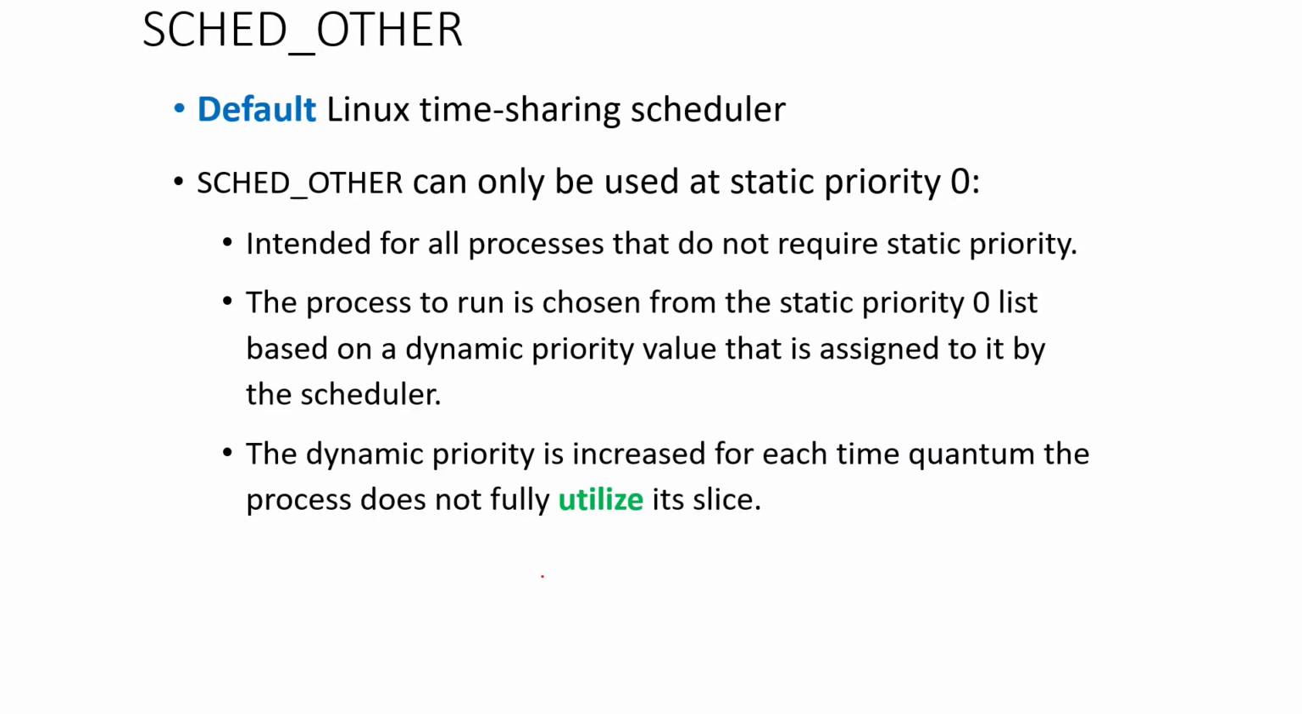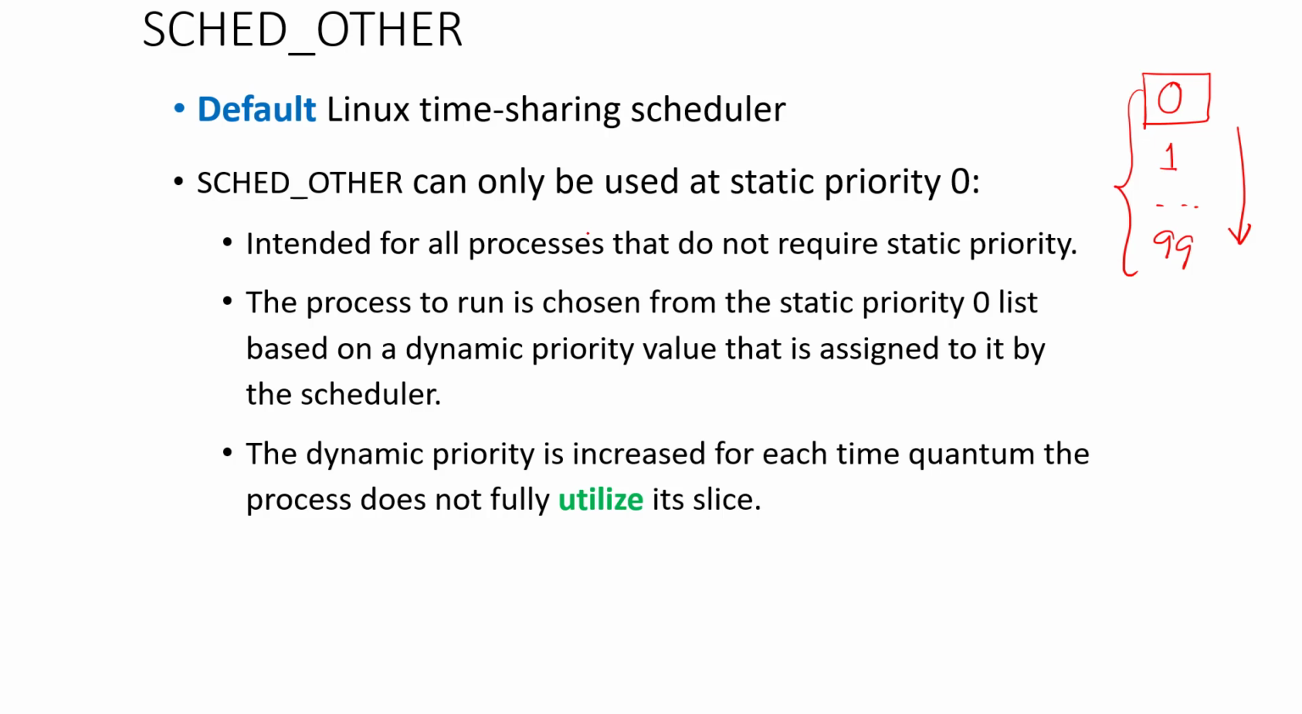SCHED_OTHER is the default Linux time sharing scheduler, which runs at static priority 0. As I've said, until 99, the higher the number, the higher the priority, right? So in a sense, the default Linux scheduler, which schedules all the user mode processes, has a lower priority than every other real-time process. Every other real-time process has a priority between 1 and 99, but the default Linux scheduler has a priority which is lower than all of them. This is clearly intended for all processes that do not require real-time scheduling, right?